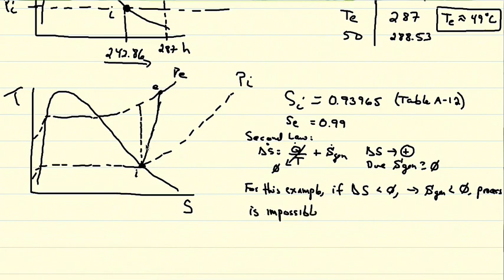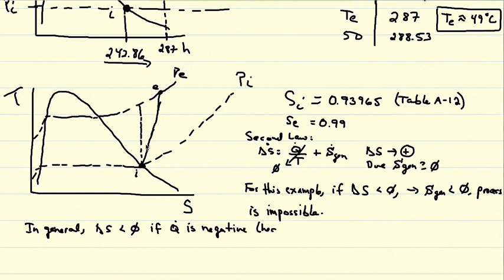Now, you certainly can have delta S, in general, be less than 0. The second law says that only S gen, entropy generation, has to be greater than or equal to 0, but it is possible for delta S to be less than 0. This can be true if Q dot is negative, in other words, if you have a heat loss from the system.